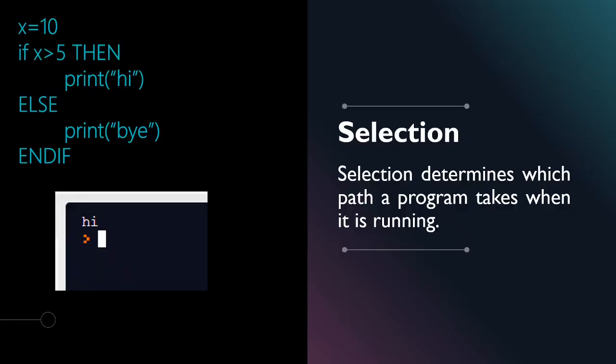So let's have a look then. Here's an example of one. We've got x equals 10. If x is greater than 5, which it is, then print high, else print bye. So you can see here that we've got an if command asking a question. Then if it's true, we print high. This would be the true section and this would be the false section.